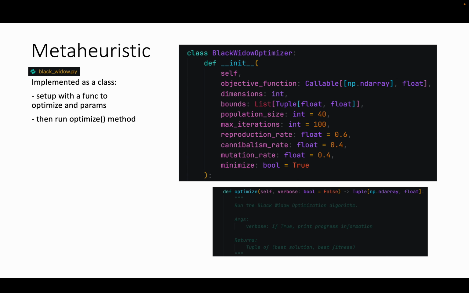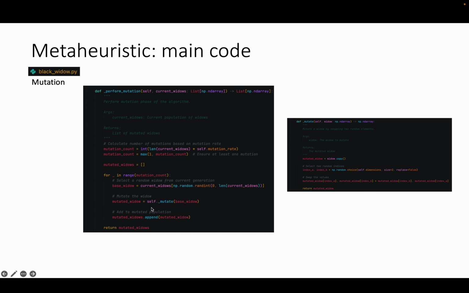I implemented it as a class. You simply put initial parameters when you create an instance of this class. It's a function that you want to optimize and some parameters, and then you run the optimize function and get the result. Here are some main parts of code, such as a mutation stage, where I simply change a pair of bits in each agent that I want to mutate.